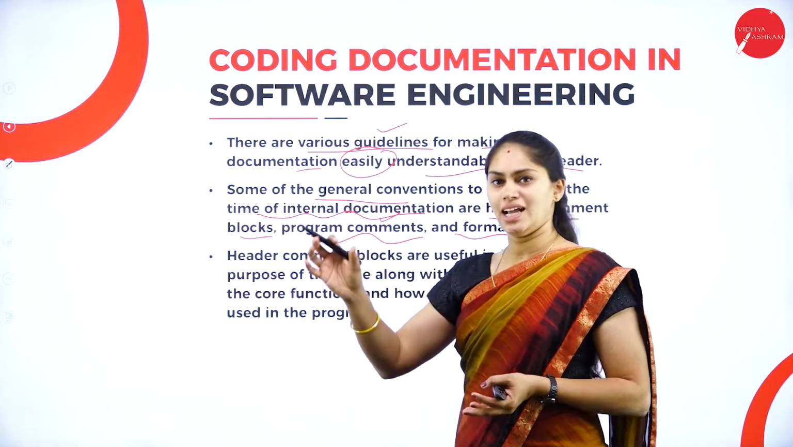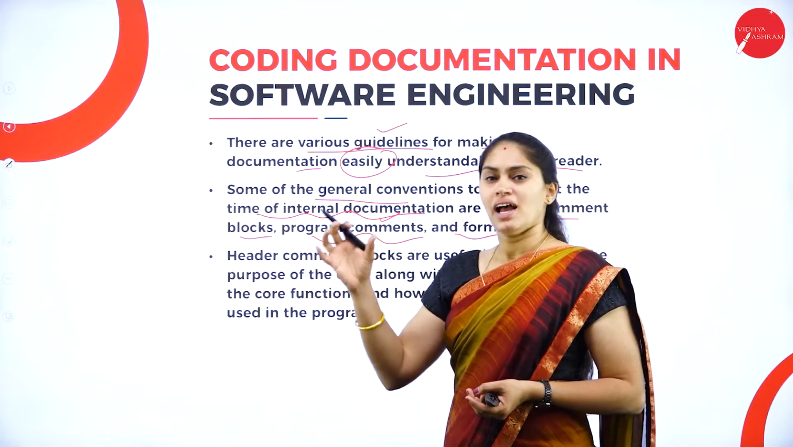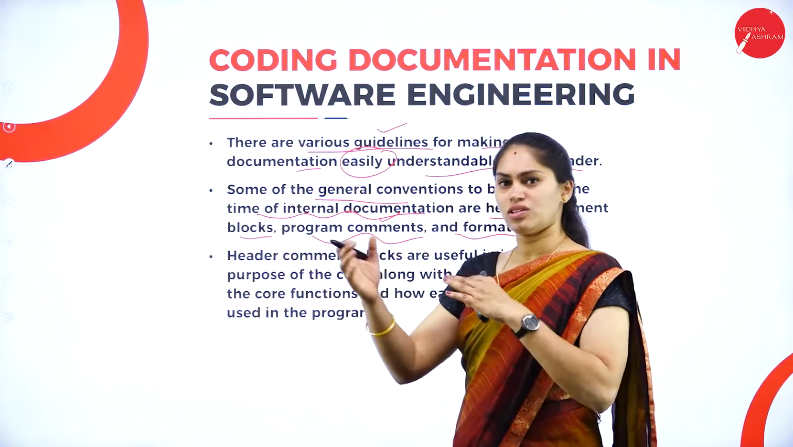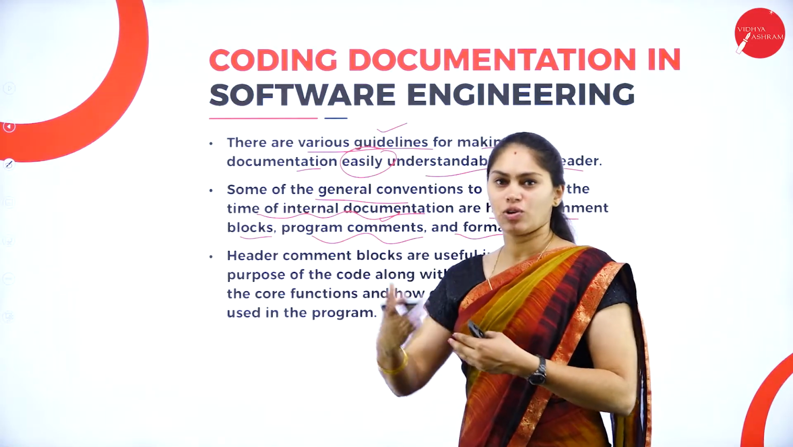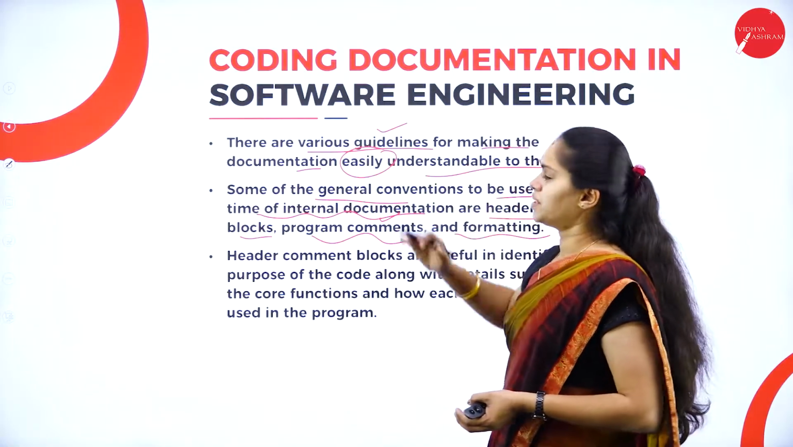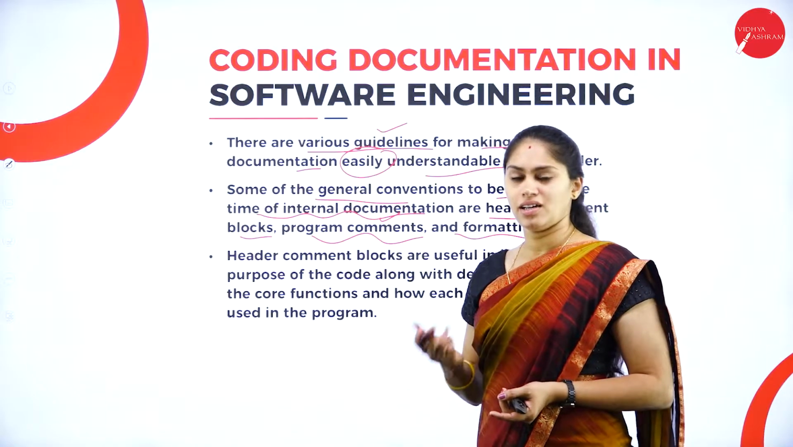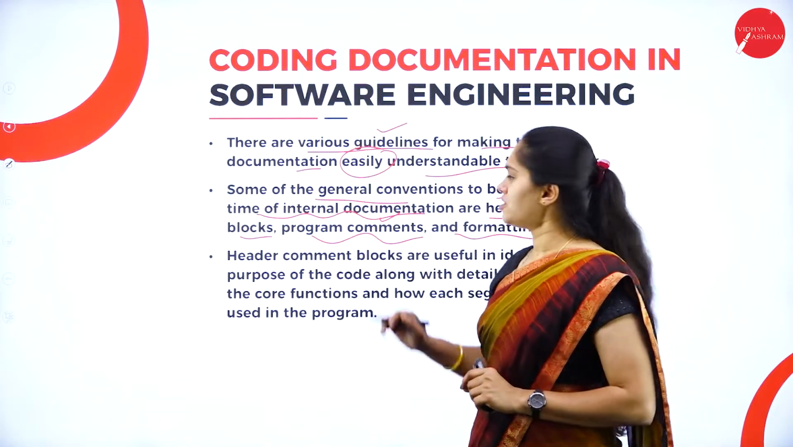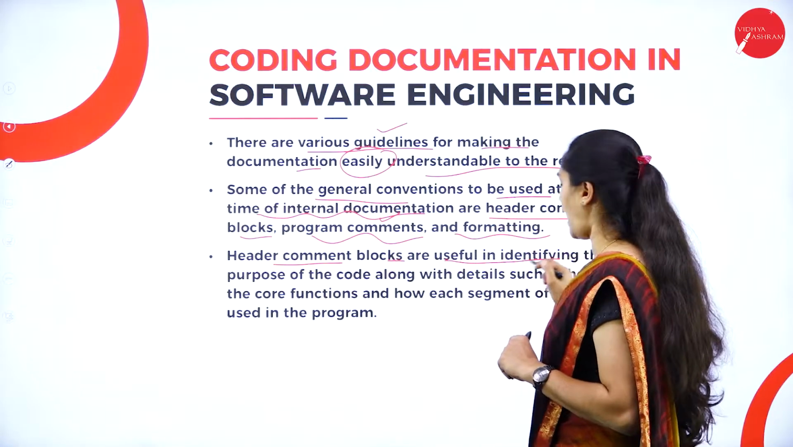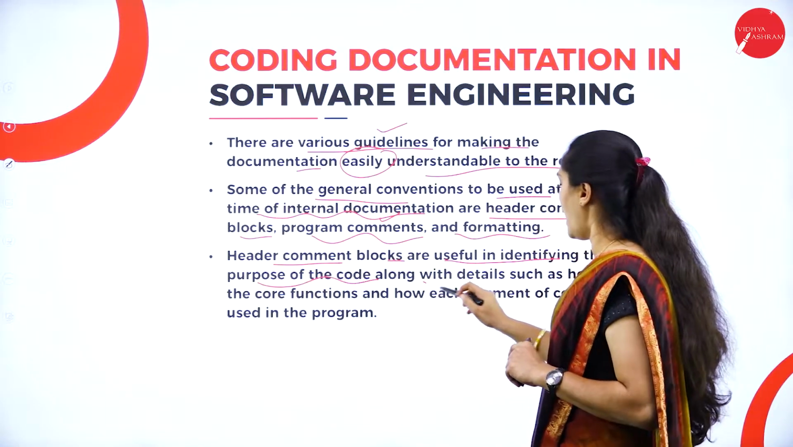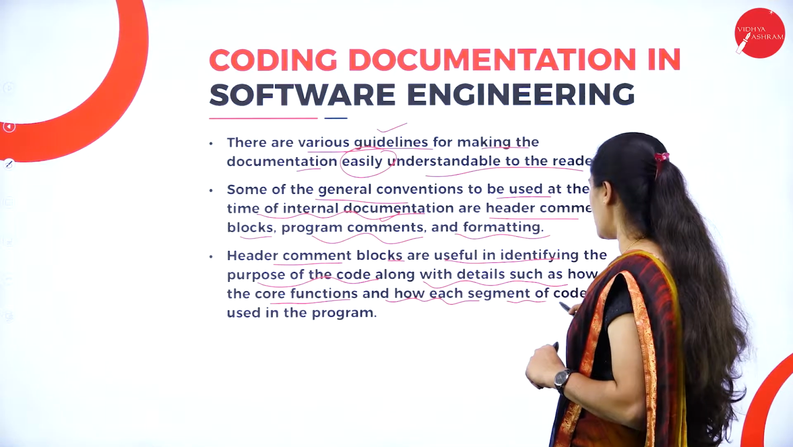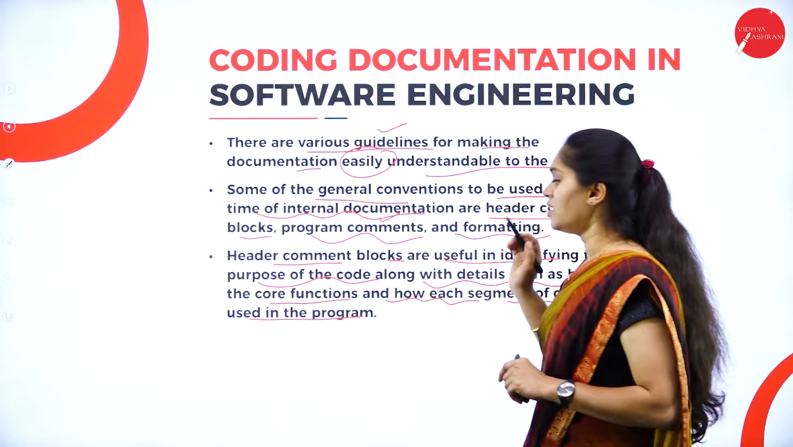After each line or each code segment, I am going to write a comment. This is for what? Method. These are method two. In order to have communication, we are going to use this interface. Mainly for the understandability of that documentation by the reader, we have to follow some guidelines. The header comment blocks are useful in identifying the purpose of the code along with details such as how the core function and each code segment is used in the program.